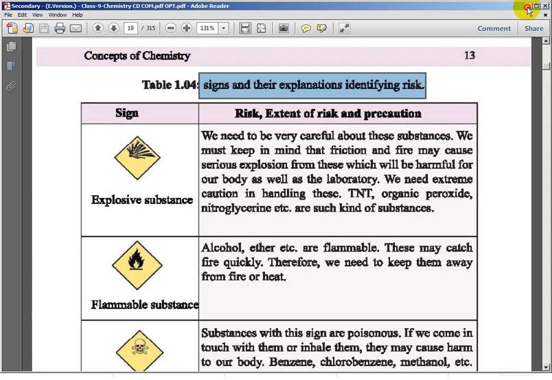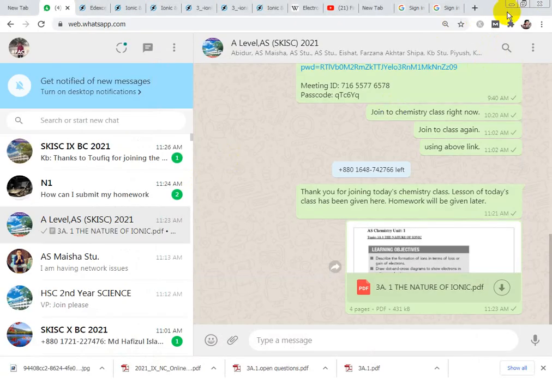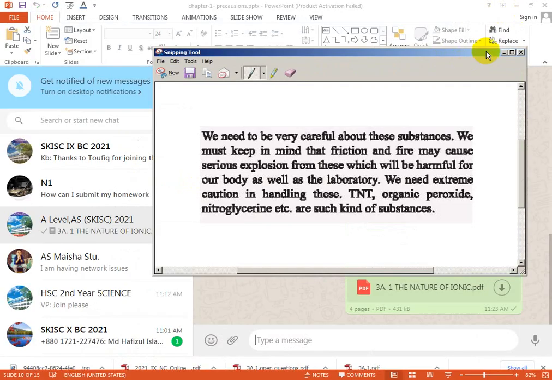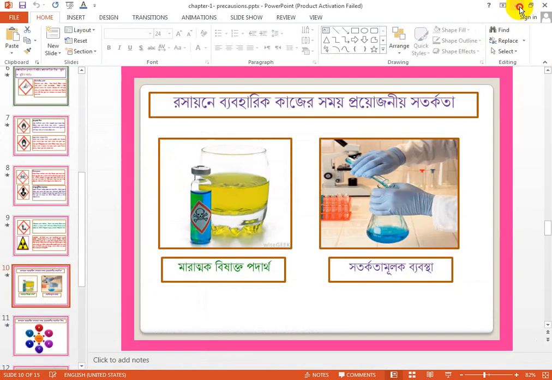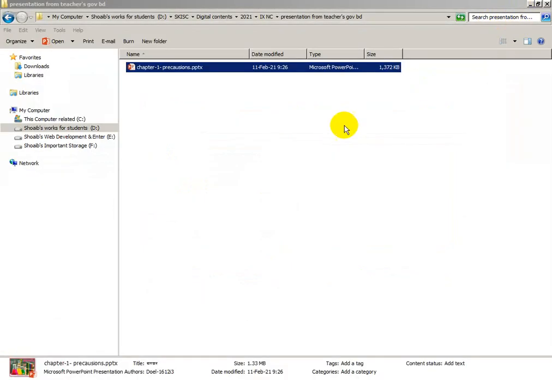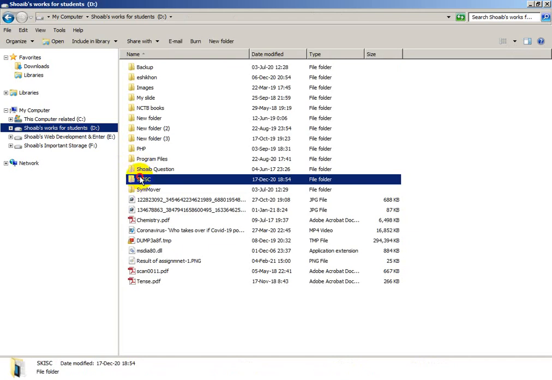precautions. Precaution means safety measurement. You should take some safety measurement. What will you do while entering the chemistry lab? Can you say something? What will you do during entering the chemistry lab? Say someone.